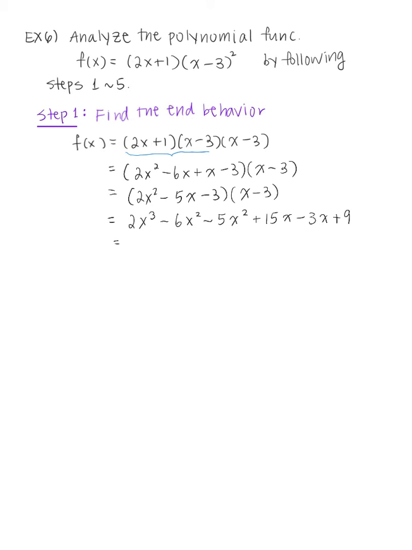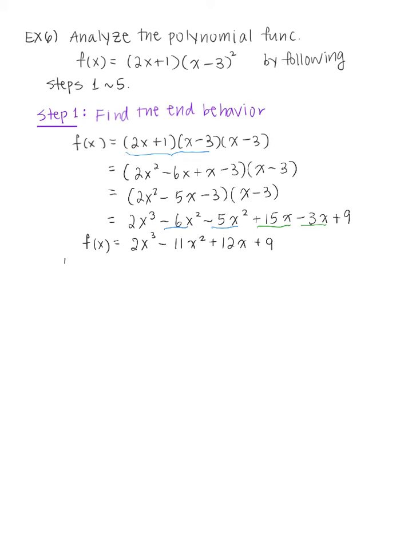Now let's combine the like terms. We got 2x cubed. Let me see, x squared: is that all the x squared terms that we see? Yeah, so that's minus 11x squared. And then we've got 15x and minus 3x, so that gives us plus 12x. And then the constant term is just plus 9. So this is our f of x, which is the same thing as the polynomial function given above. But anyway, let's keep going.